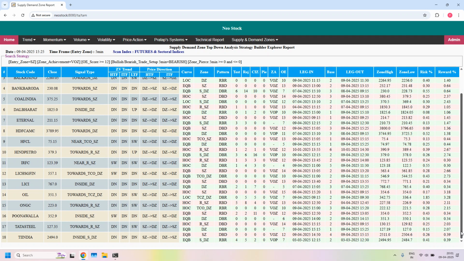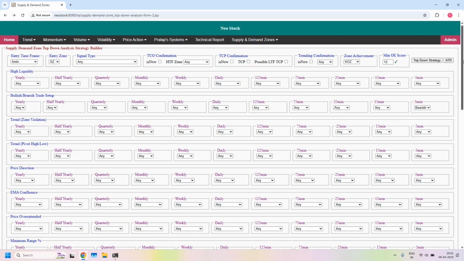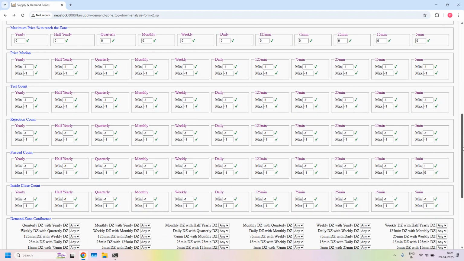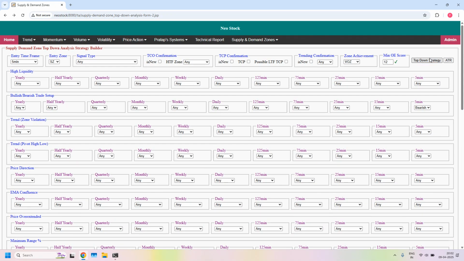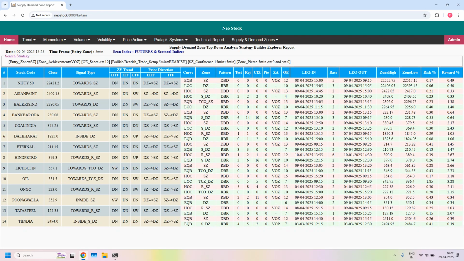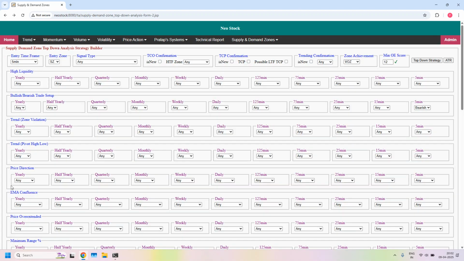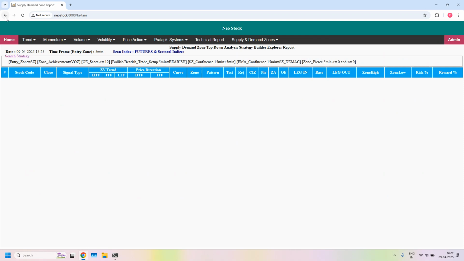We can further filter based on zone confluence. Supply zone confluence, 5 minute supply zone with 15 minute supply zone confluence. We got 14 stocks. Let's check whether any EMA confluence is there. At the 15 minute time frame, 15 minute supply zone with daily EMA confluence. We don't have any stocks.